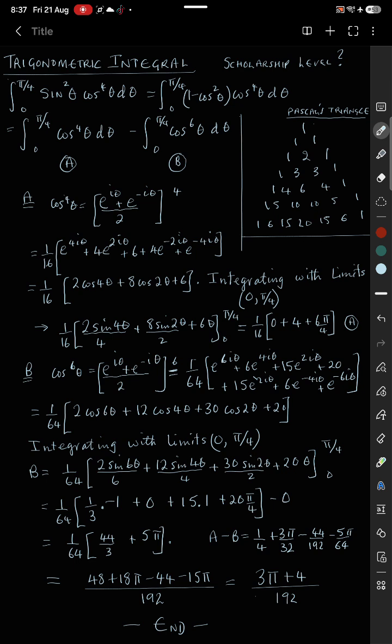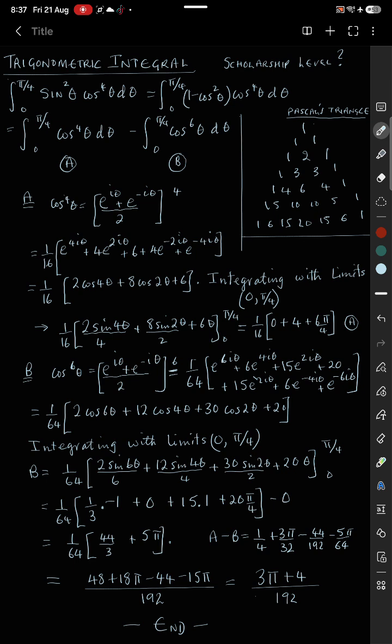That's 1/64 (2 sine 6 theta over 6 plus 12 sine 4 theta over 4 plus 30 sine 2 theta over 2 plus 20 theta), and then inserting the limits, that's 1/64 (1/3 times minus 1, plus 0, plus 15 times 1, plus 20 pi upon 4, minus 0), and that's 1/64 (44/3 plus 5 pi).